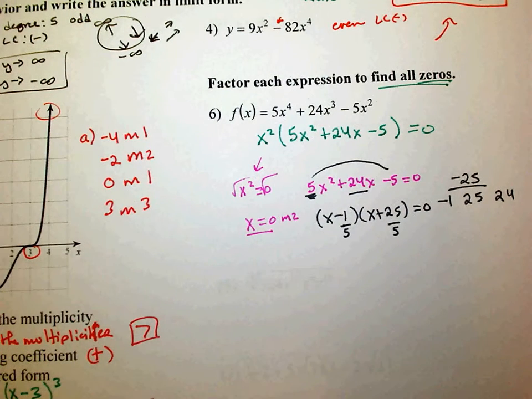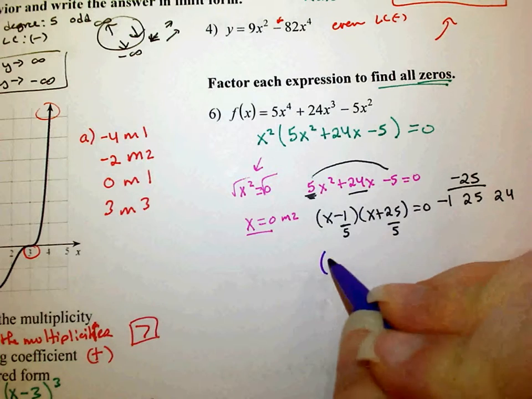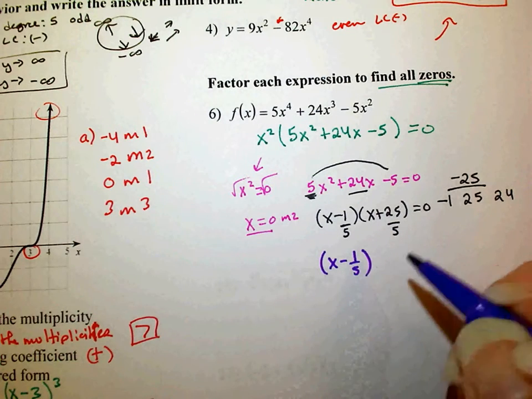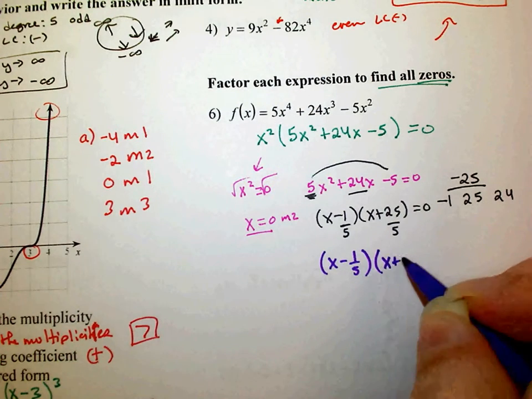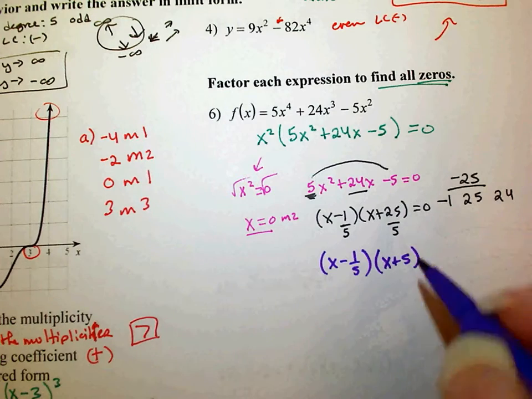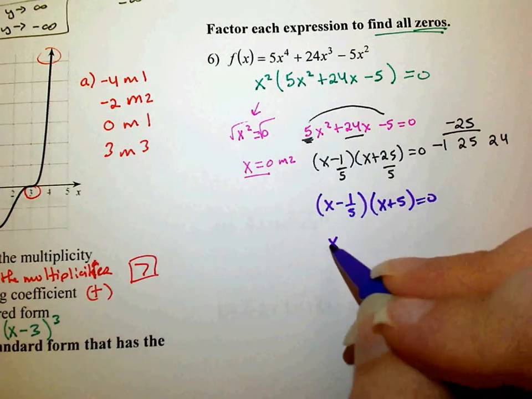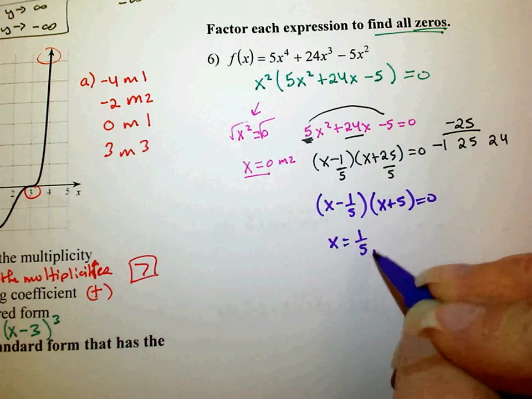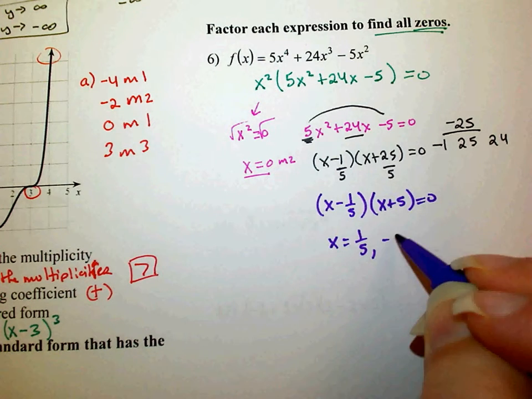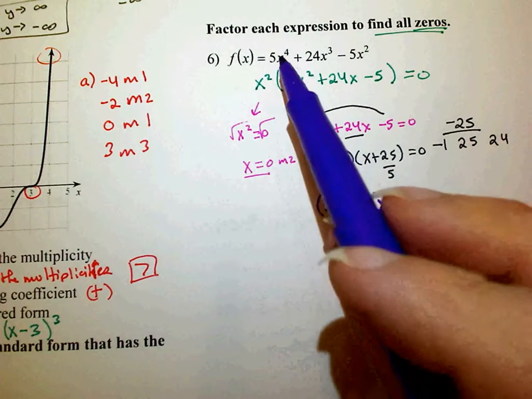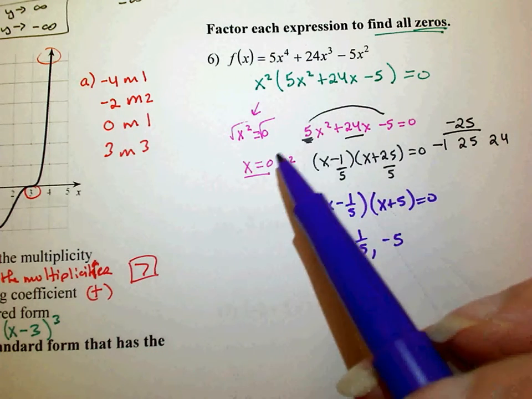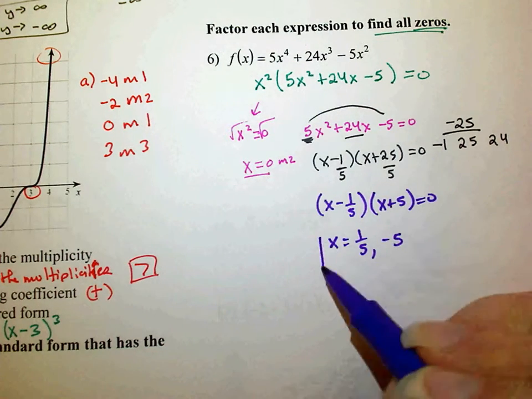So this is still just x minus 1/5, because all I'm doing is solving. I'm not writing in factored form. And then this is x plus 5, because 25 divided by 5 is 5. Equals 0. So what makes this equal 0? Well, the opposite of a negative 1/5 is a positive 1/5, and the opposite of positive 5 is negative 5. So do I have 4 answers? Because the power of 4, 1, 2, 3, 4. So I'm good. Between this and that, there's my answer.